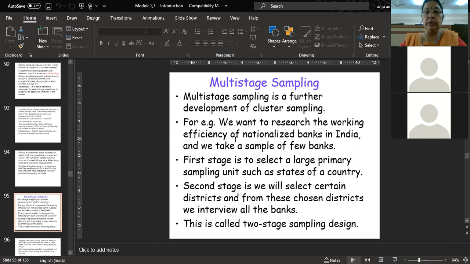So second stage, within each state, you will select some districts. So within Karnataka, you will select some districts. Within Uttar Pradesh, you will select some districts. Within Gujarat, you will select some districts, like that. That is the second stage. So then from each district, you will randomly select some banks and study the efficiency of these banks. So this is called as two-stage sampling technique.